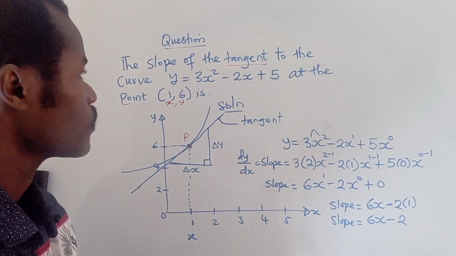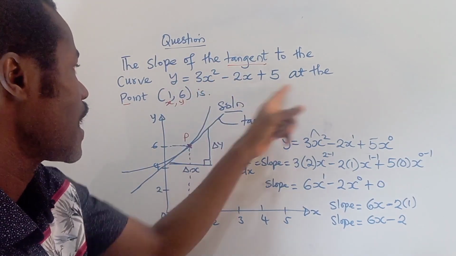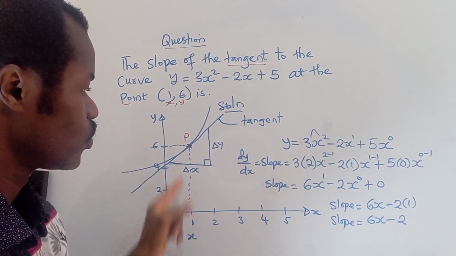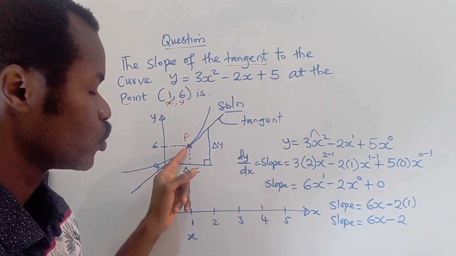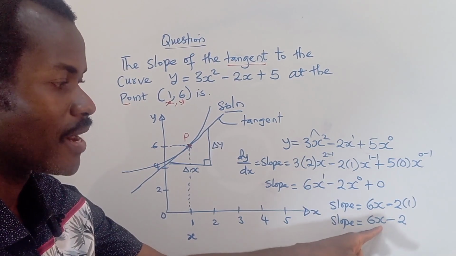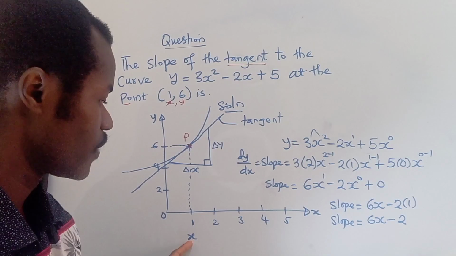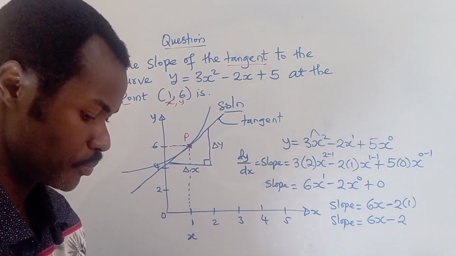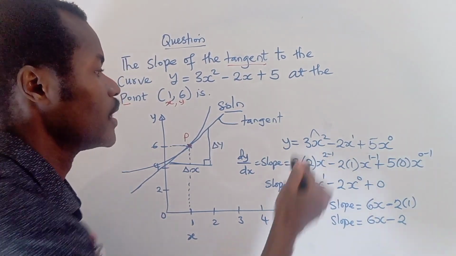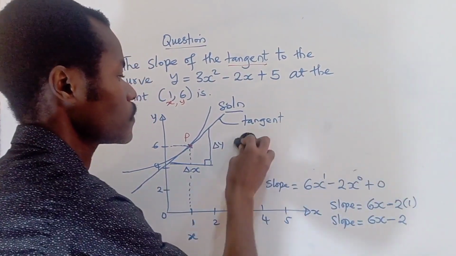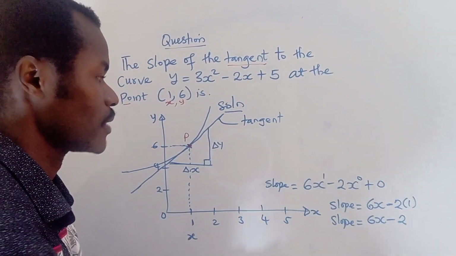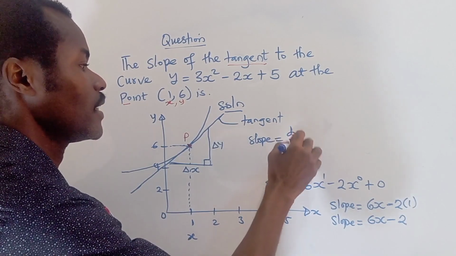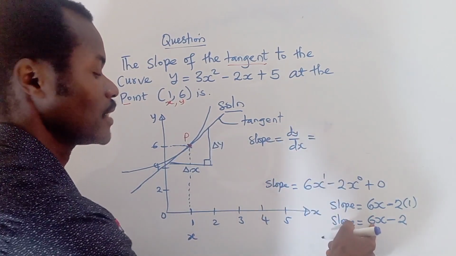But we are not done with the problem, because the question says we should find the slope of the tangent to the curve at the point, so at the point when x is equal to 1. At this point, we want to know what the slope is, and we have our x here. So we want to substitute the value of x equals 1 into this. So let's solve it and see what that gives us.